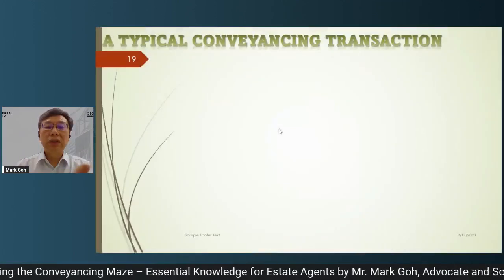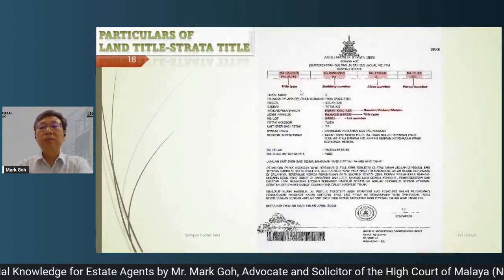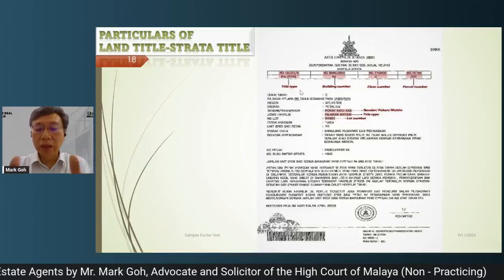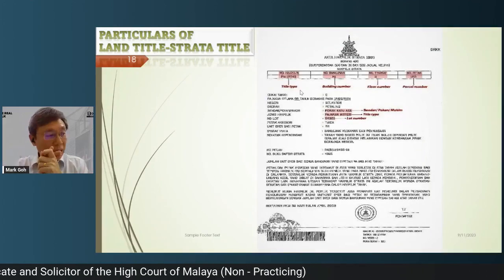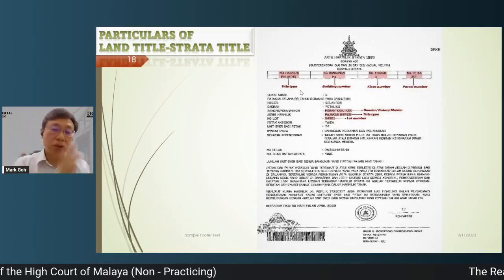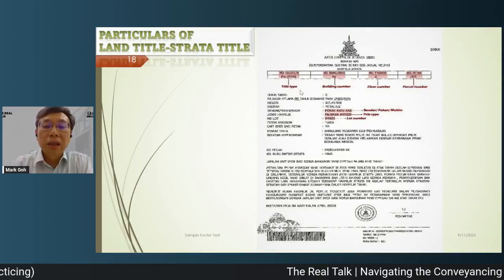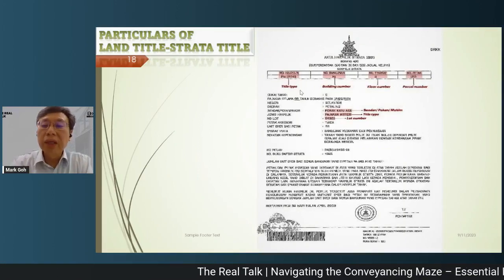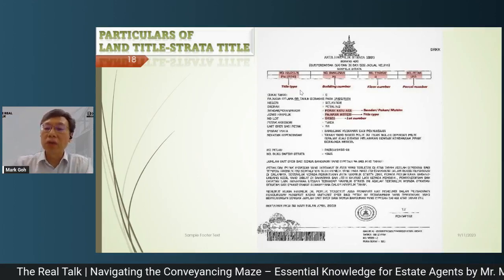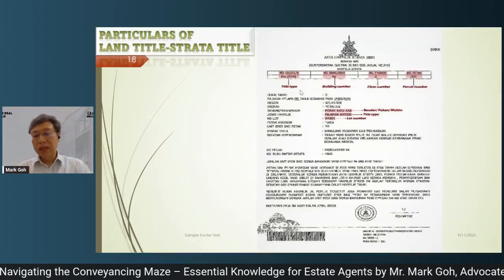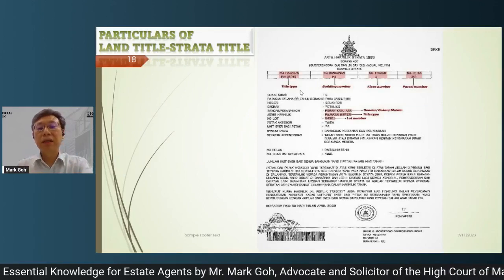Okay. This is basically how a strata title looks like. Strata title is a bit different from the individual title. Just now I showed you was an individual title. This is strata title. You will notice strata title has a type of title, building number, floor number, parcel number. They have all of these ones. So which building, which floor, which parcel. Okay, normal land title don't have. We don't have that one. Then the rest are the same lah. The particulars are the same.